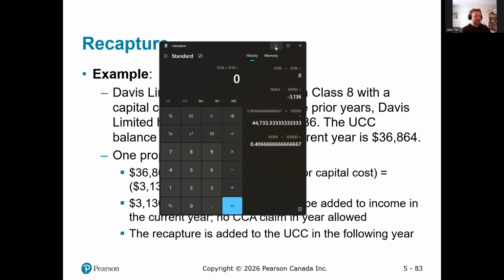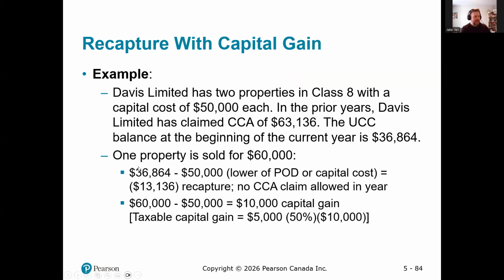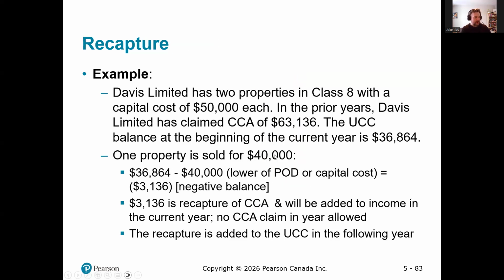We don't need to take a CCA calculation. So that's what's showing here. One property sold for $40,000. Our UCC balance minus our proceeds creates a negative number. That negative number needs to be added back to income as recapture. With UCC now 0, no CCA will be claimed.